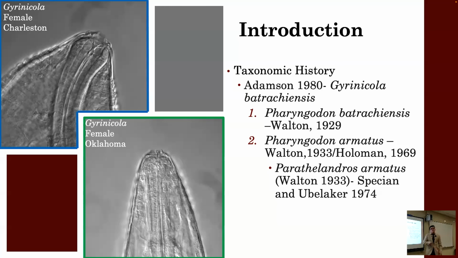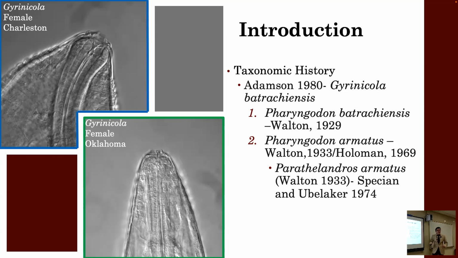What we recognize as Gyrinicola batrachiensis today is a synonymy of 2 worms. Pharyngodon batrachiensis was first described by A.C. Walton in 1929 from Rana pipiens tadpoles in Douglas Lake, Michigan. The second worm, which is grouped in with G. batrachiensis, is Pharyngodon armatus, which was also described by Walton about 4 years later from some tadpoles he was given by a colleague at the University of Virginia.